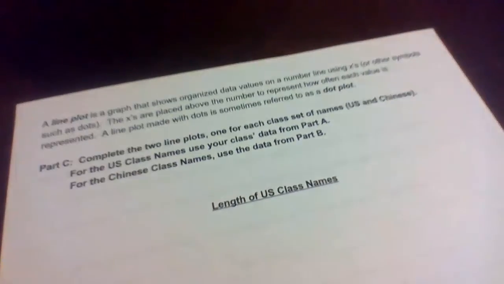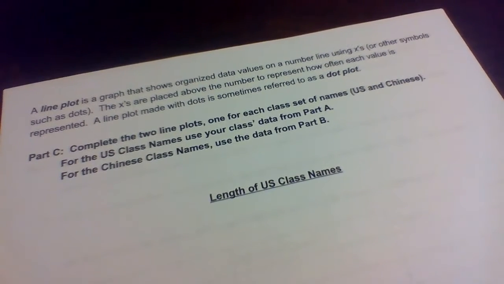So in this part of the lab sheet, it's telling you that a line plot is a graph that shows organized data values on a number line using X's or other symbols such as dots. The X's are placed above the number to represent how often each value is represented. A line plot made with dots is also sometimes referred to as a dot plot. So the only difference between a line plot and a dot plot is with a line plot they'll use X's, with a dot plot they'll use dots.